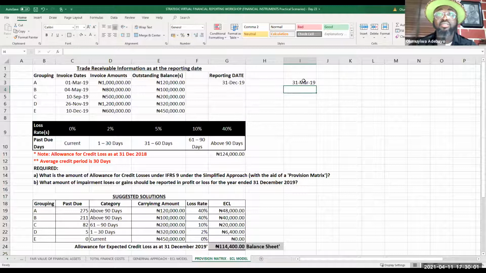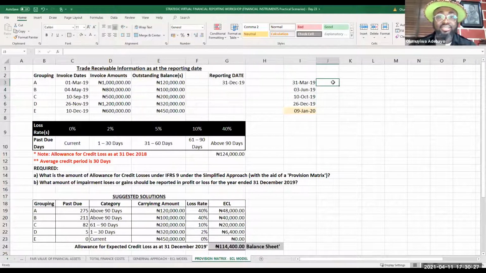It is due this date. Therefore, add 30 days to everything. Now you can see that this is due in 2020, which means it's not past due. That is why it is 0. It still has balance. But all these ones should have been paid before 31st of December.